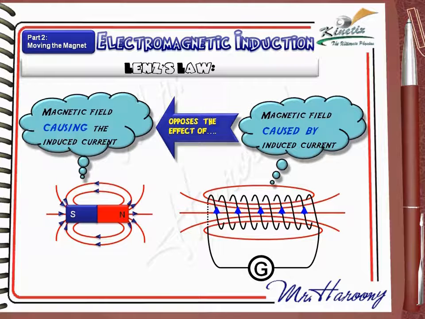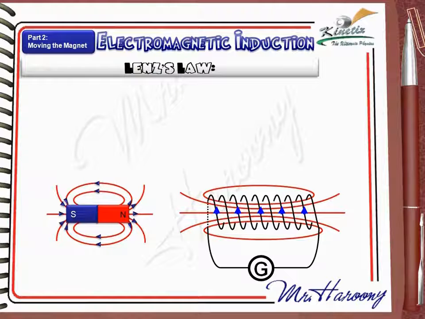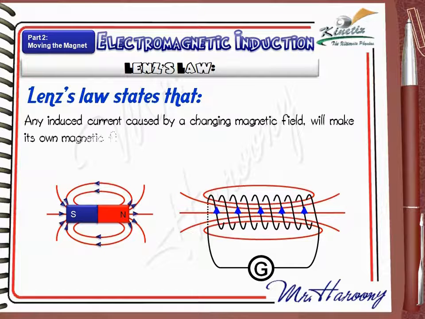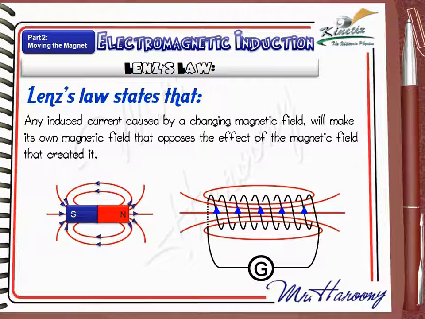So according to the previous explanation, we can say that Lenz's law states that any induced current caused by a changing magnetic field will make its own magnetic field that opposes the effect of the magnetic field that created it.